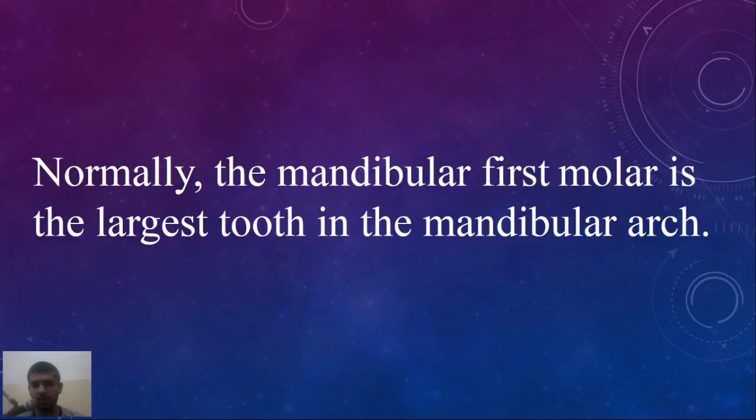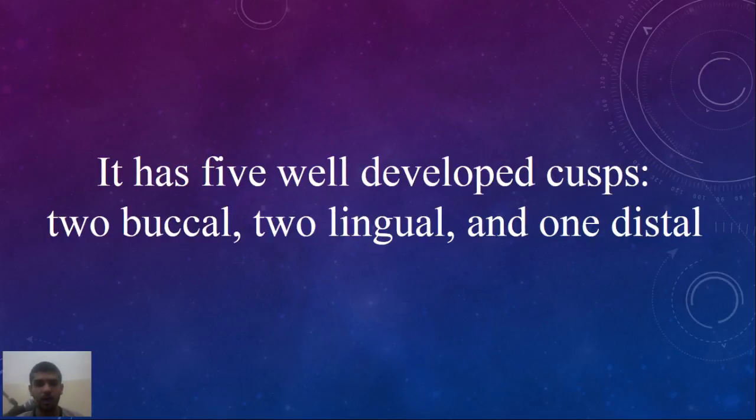Normally, the mandibular first molar is the largest tooth in the mandibular arch. It has 5 well-developed cusps, 2 buccal, 2 lingual, and 1 distal. This is one of the differences from the maxillary first molar, in which only 4 of the cusps are well-developed and functioning, and the 5th cusp is poorly developed and is called the tubercle of Carabelli.